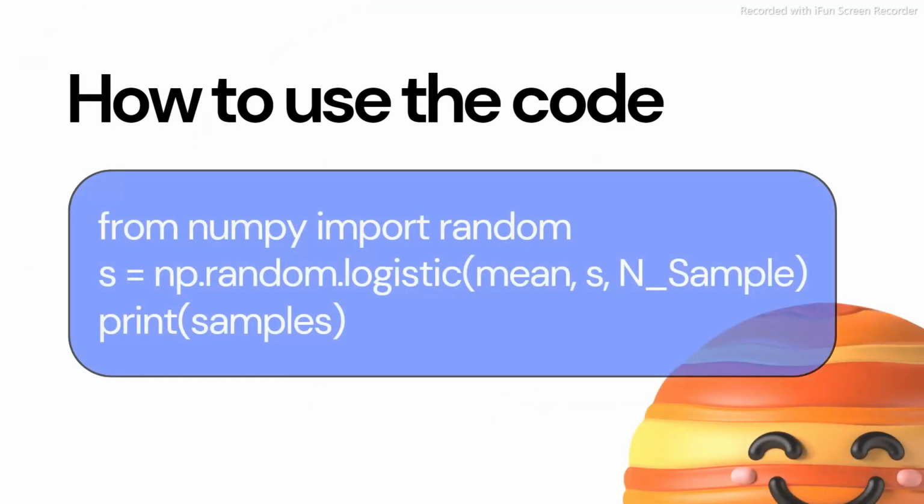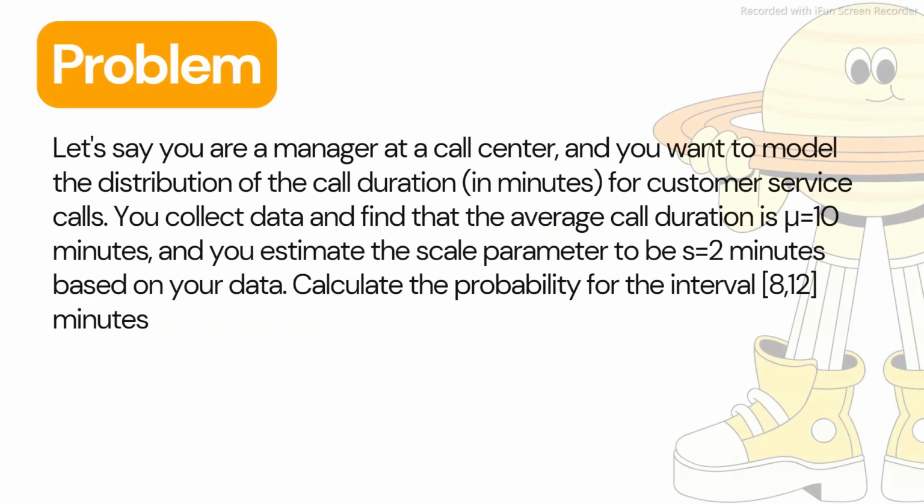Okay, now how to use this particular logistic distribution in code. In NumPy, we have a logistic distribution that we can import. From NumPy, we can import random, where we have to set some values in the logistic distribution that include the mean, nu, s that is the scale parameter, and n samples equal to the number of samples. If we increase the number of samples, then the accuracy of the answer also increases, and we will print the samples. Okay, I will go with the problem.